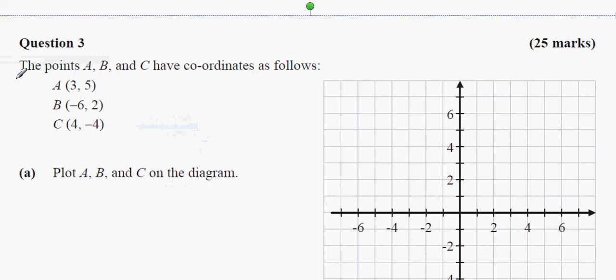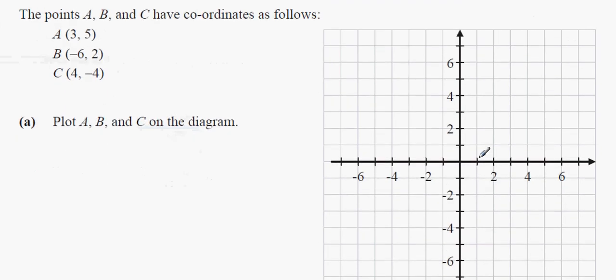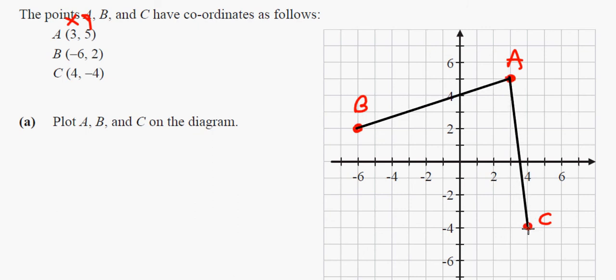So A is (3, 5). So go 3 on the X. Remember, X and Y, right? So 3 along the X, 5 up along the Y, that's going to get you A. Then B is (-6, 2). That's minus 6 to the left, 2 up is B. C is (4, -4). That's 4 to the right and minus 4 down. Now, what we can see here is we have a triangle formed when you join all three points together.